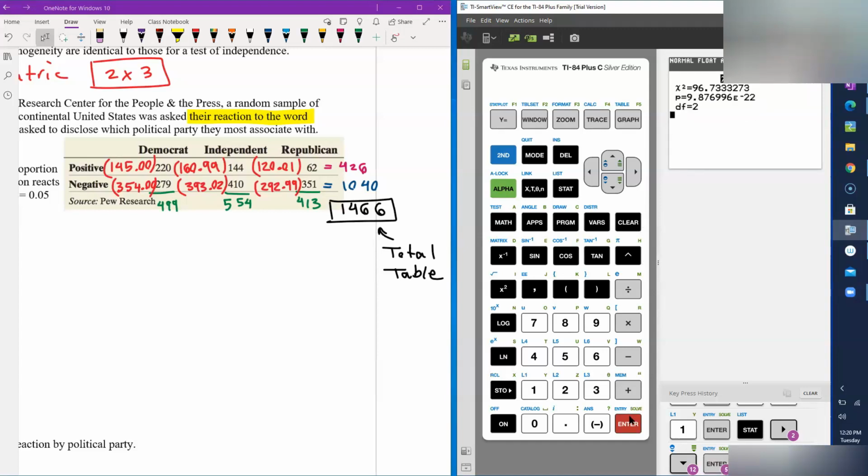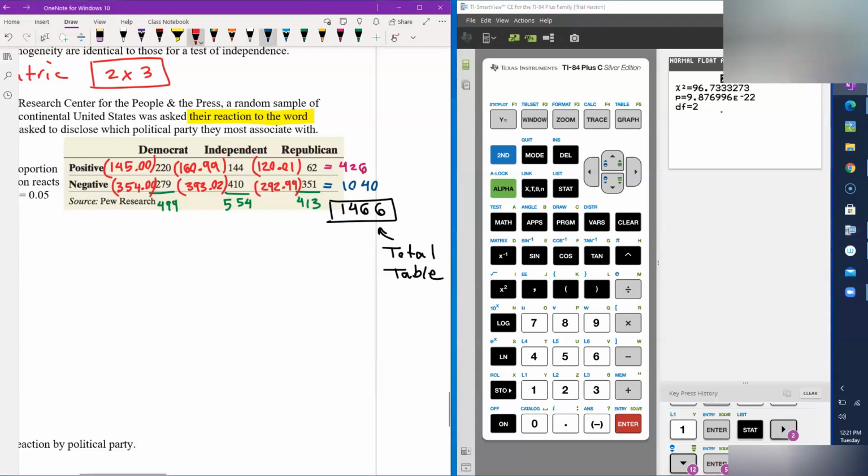So enter, enter, enter. Here we have our chi-square, I'm going to round to 3, is 96.733. And our p-value here is 9.876996 multiplied by 10 to the power -22. So rounding to 4 decimal places, the answer for p-value is 0 because of having that power of -22. And degree of freedom is 2 because we have 2 rows and 3 columns.